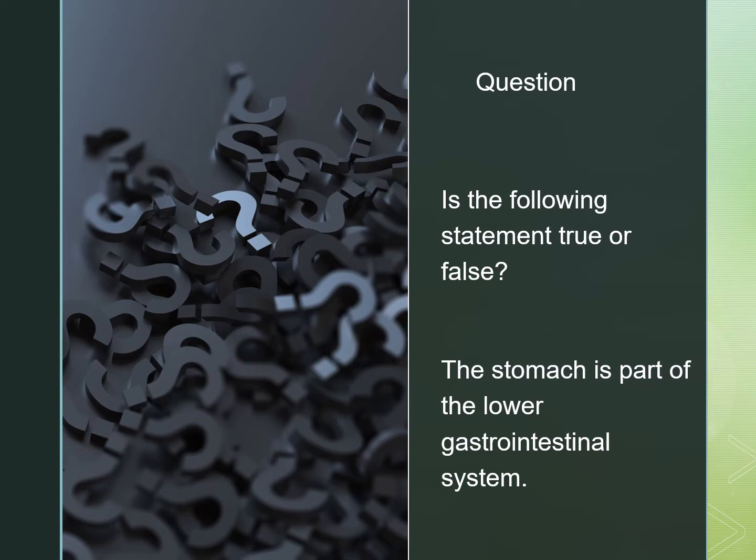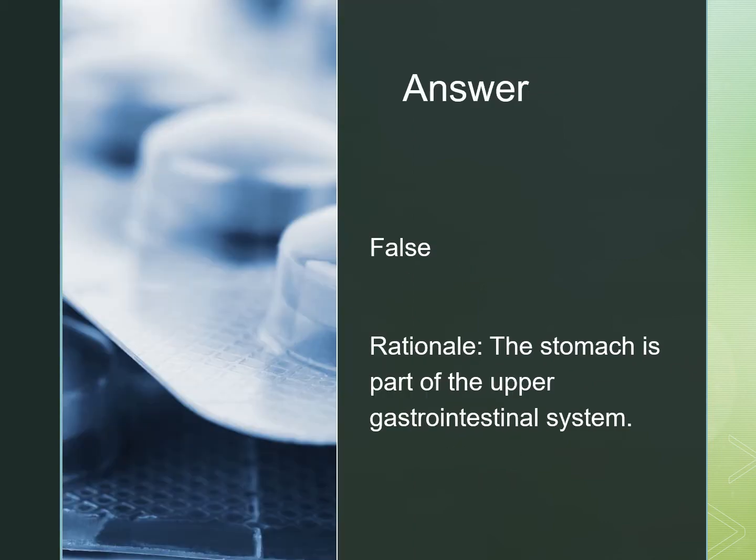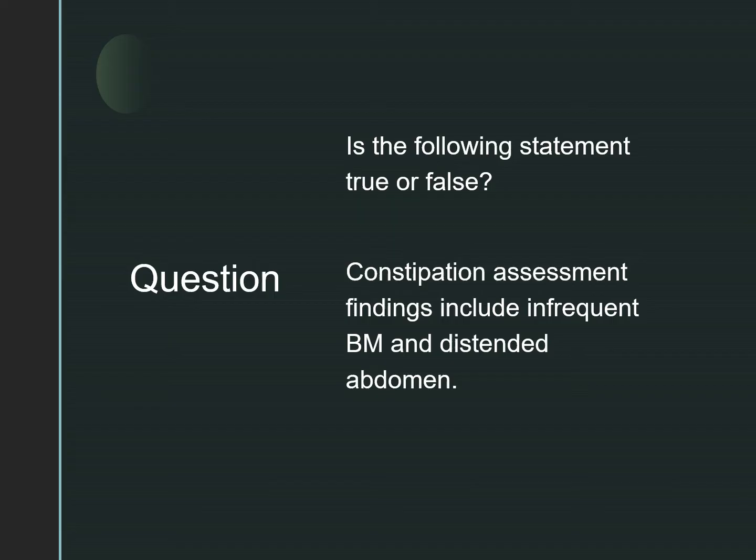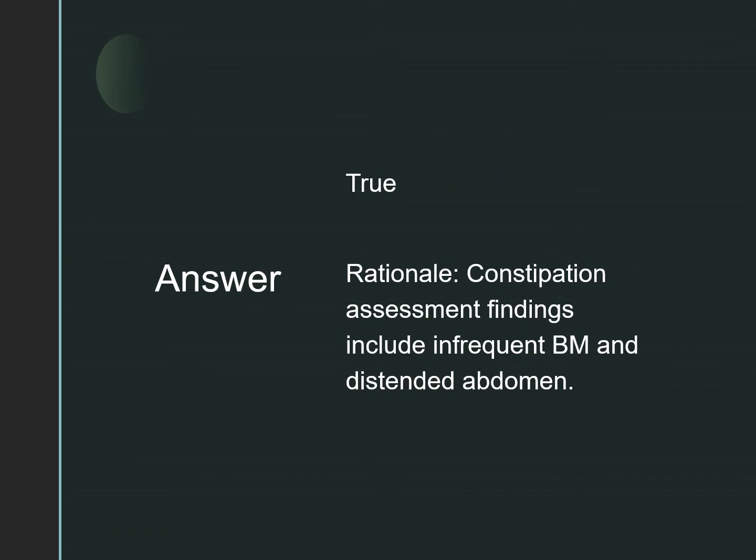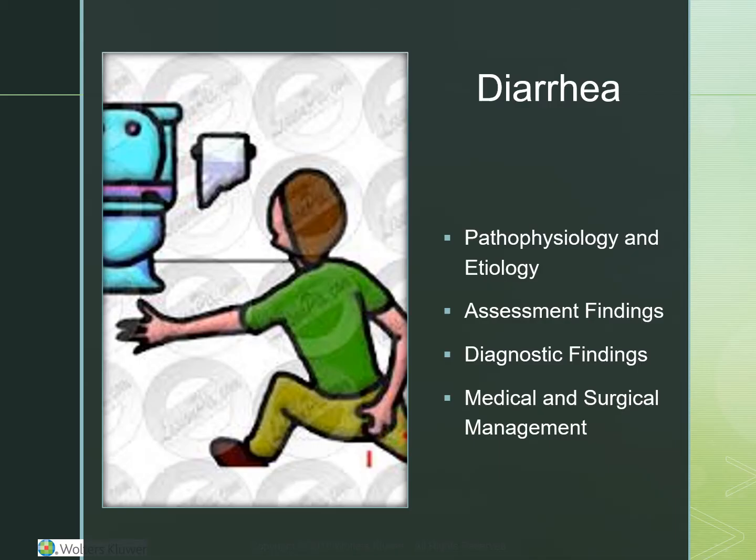So question, true or false? The stomach is part of the lower gastrointestinal system. And we know that's false. That's just the small and large intestine. So again, true or false? Constipation assessment findings indicate infrequent bowel movement and distended abdomen. And we know this is true.